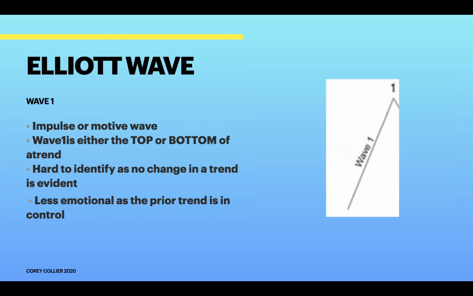So let's talk about wave 1. Wave 1 is an impulse or a motive wave or a trend. Wave 1 is either at the top or the bottom of the trend, and it's kind of hard to identify as no clear change in trend is evident. So it'll look kind of choppy. This is less emotional as the prior trend is still in control, and that's why it's kind of hard to identify.